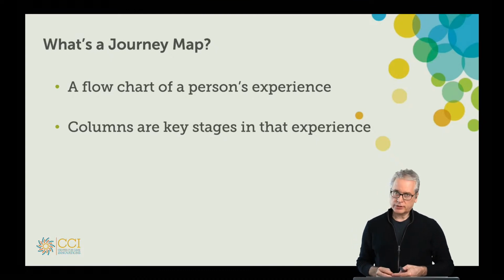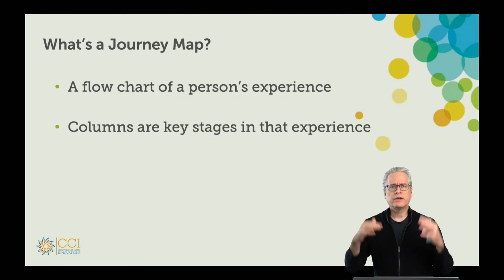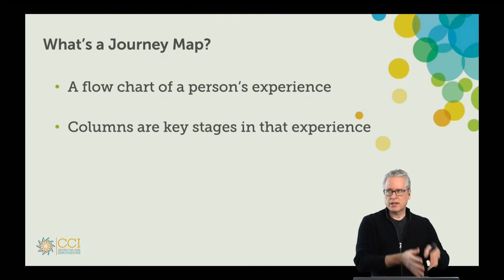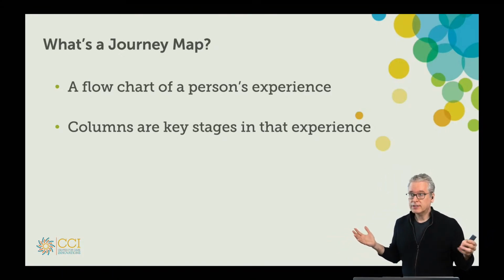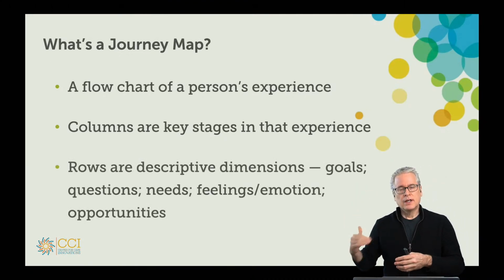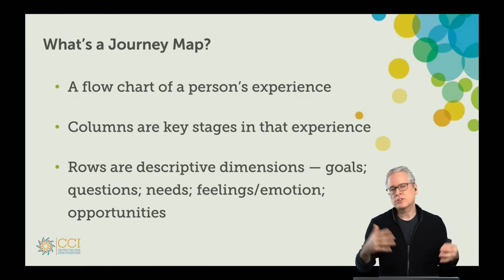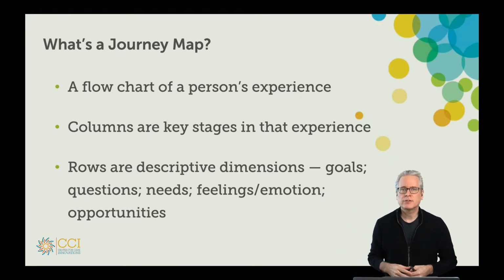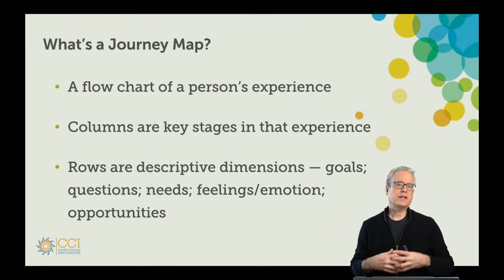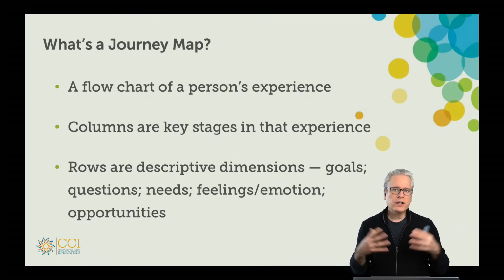And it has a simple structure, but it's a really rich structure, actually, that you can layer information on. It has columns that are the key stages in the experience. And then it has rows that are just descriptive dimensions of each one of those stages. So it's just a table, right? And so you can make this with a spreadsheet, any table tool. You can go on Google Sheets. It's very easy to make.